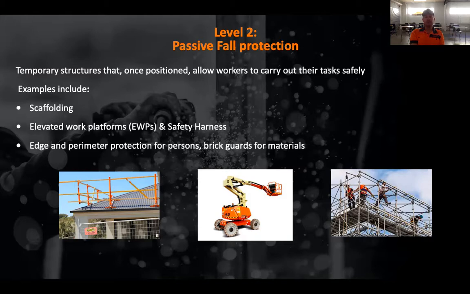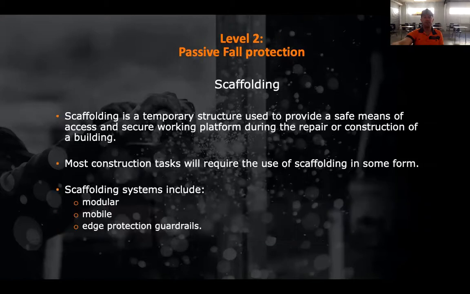The picture on the left is perimeter protection that we use for residential roofing. We'll go through that again a little bit later, as it's not appropriate to wear a harness on a residential roof. And the picture on the right is scaffolding. So all 3 of those are examples of passive fall protection. Scaffolding is a temporary structure that provides a safe means of access during the work or construction of a building. There are 3 types: modular, mobile, and edge protection guardrails. I'll have a look at them in detail now.